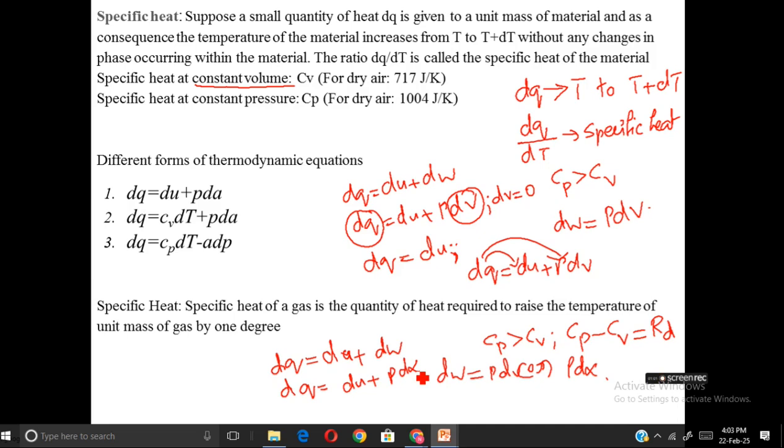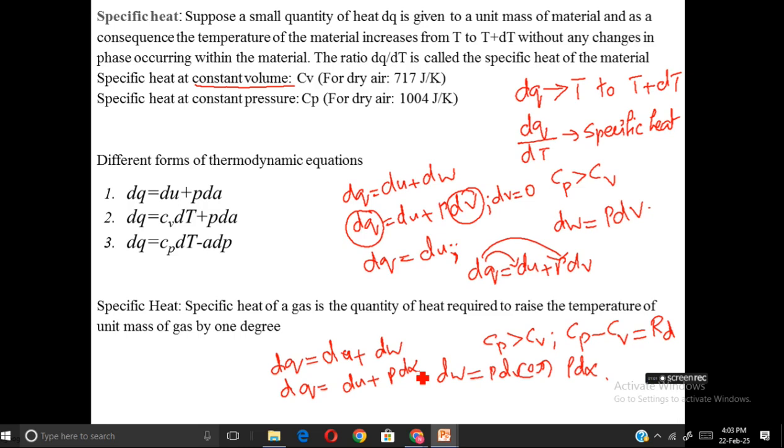The derivations are there in the actual NPTEL class. You can look at it. I don't want to repeat the same thing. The specific heat of a gas is the quantity of heat required to raise the temperature of unit mass of gas by 1 degree. So the change in temperature will be basically 1 degree. Suppose we have some system which is at a temperature of 25 degrees Celsius, and we have to increase the temperature of the system from 25 to 26. So dT is 1 degree Celsius. How much energy should we supply to the system?